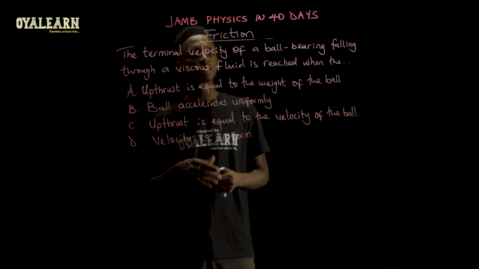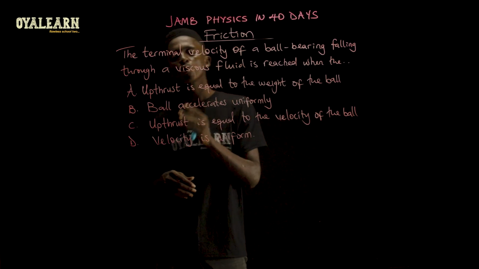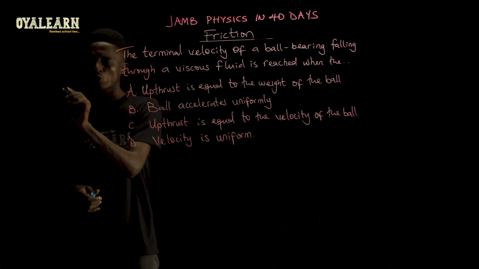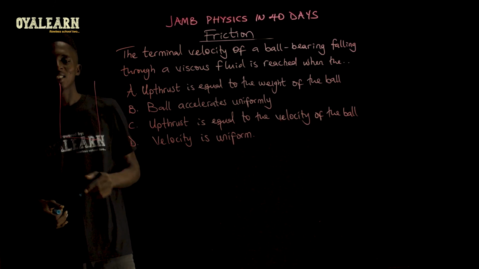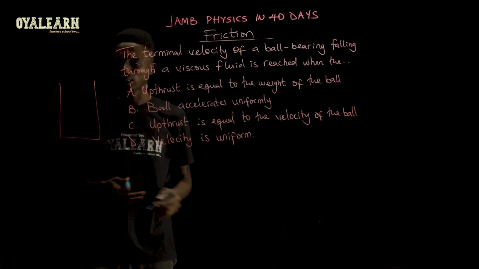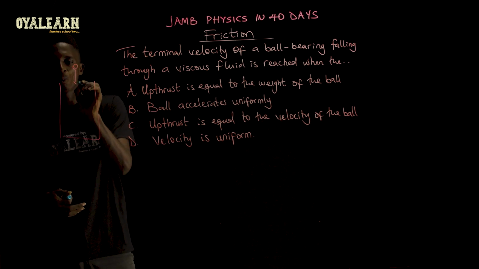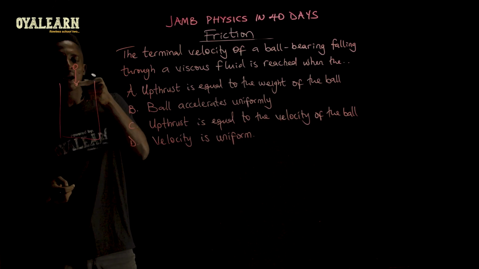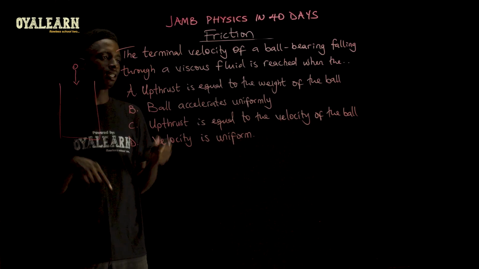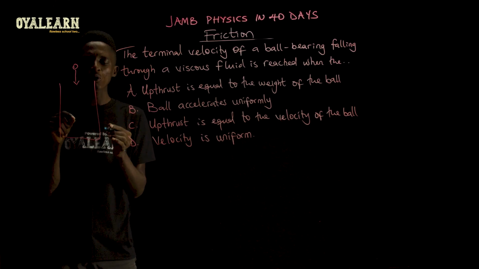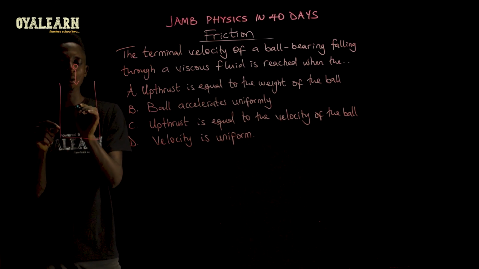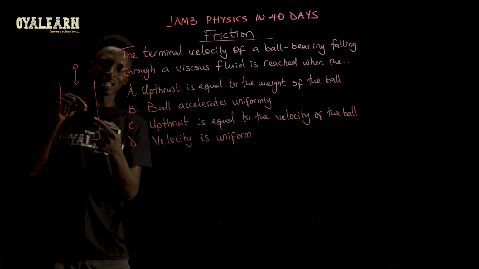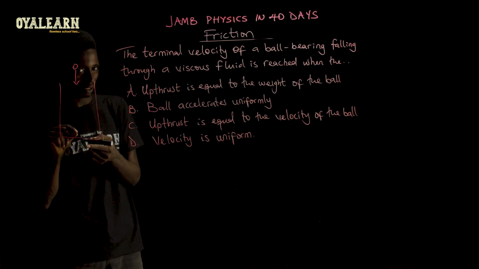The terminal velocity of a ball bearing falling through a viscous fluid is reached when the... Now, let's assume this to be a jar containing a certain amount of a viscous fluid. And then you take a ball bearing and drop it into it. Now, what you're going to observe is that the ball bearing will begin to accelerate down the viscous fluid, but at a particular time, it stops accelerating and starts moving down at constant velocity before it then later starts retarding and then stops at a point, right?